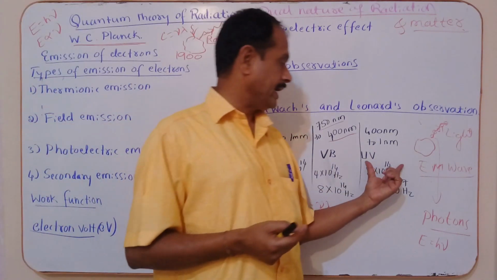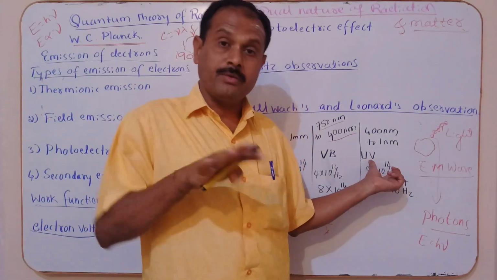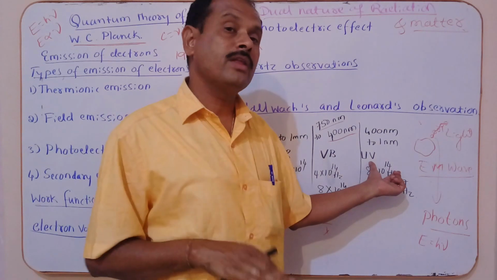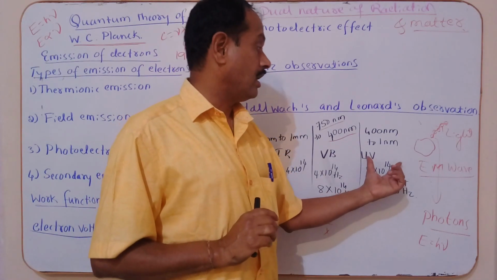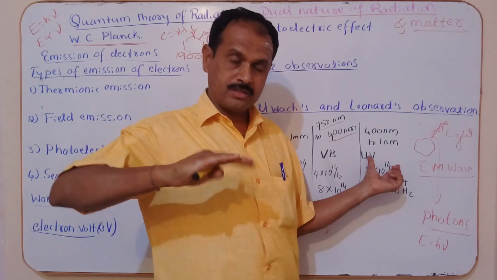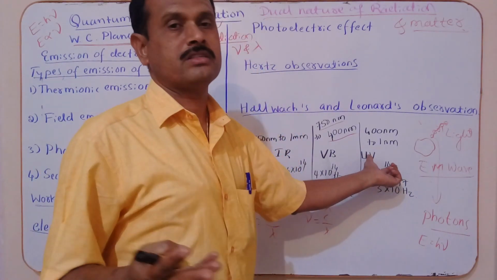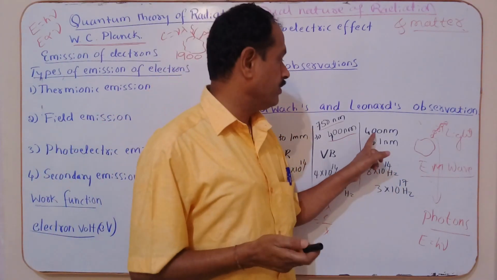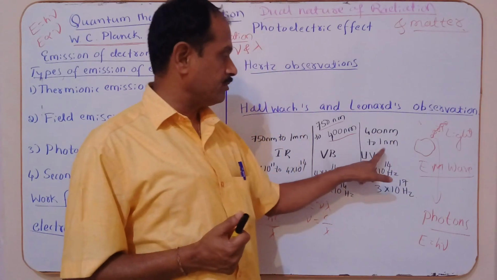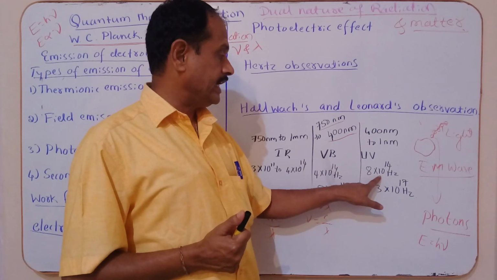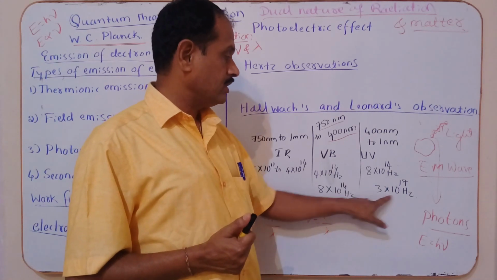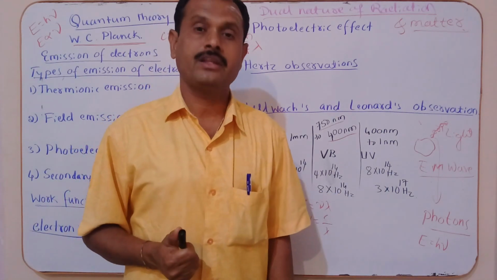Now, the electromagnetic radiations which have a wavelength less than the wavelength of the visible radiation are called ultraviolet radiation. When the wavelength is less, the frequency is higher. The wavelength range is 400 nanometer to 1 nanometer, and the frequency range is 8 into 10 to the power of 14 hertz to 3 into 10 to the power of 17 hertz.